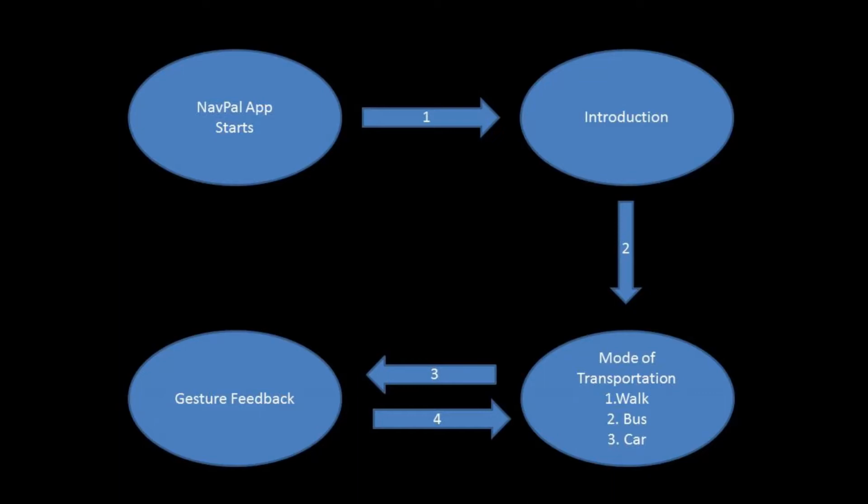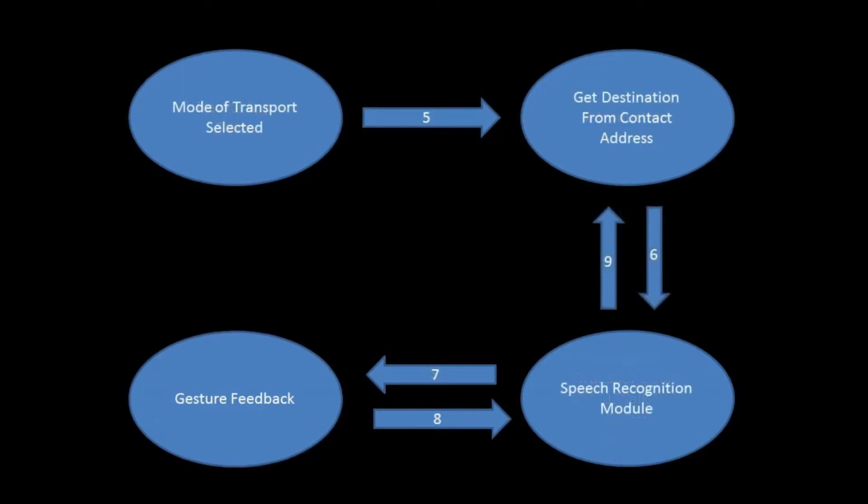The user gives their choice via accessible gesture. In this case, a swipe from left to right would confirm a particular transport type, while the reverse would eliminate that option. Once the mode of transportation is selected, the users are directed to select a destination by naming a contact name. The contact must have an address field, otherwise the app will not be able to return a destination address.